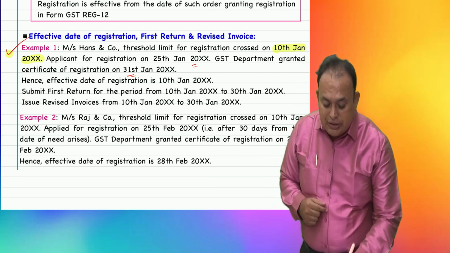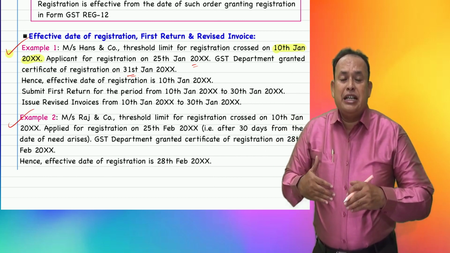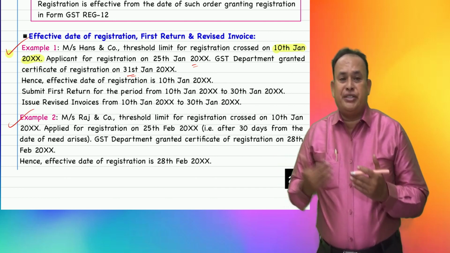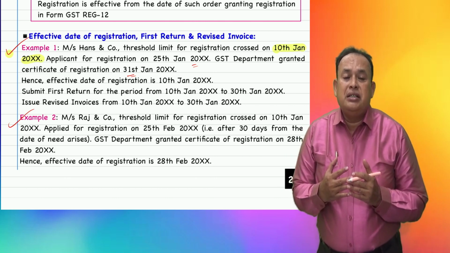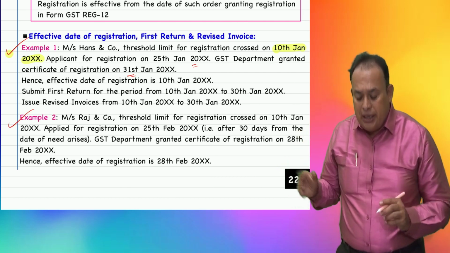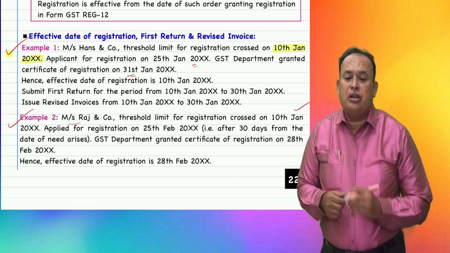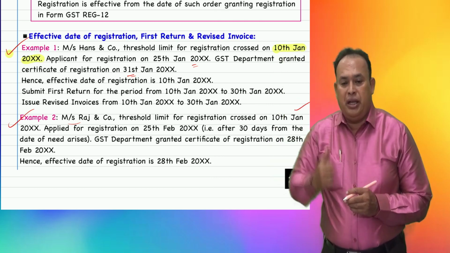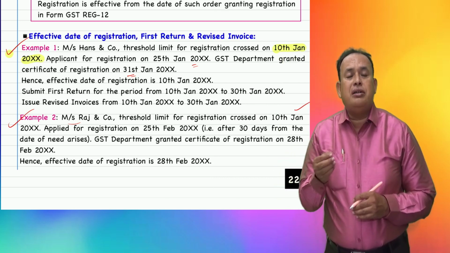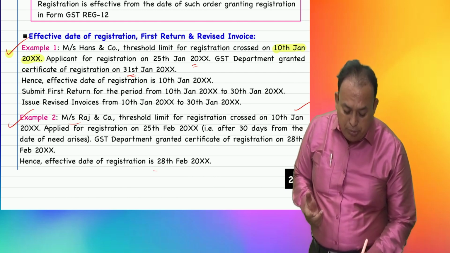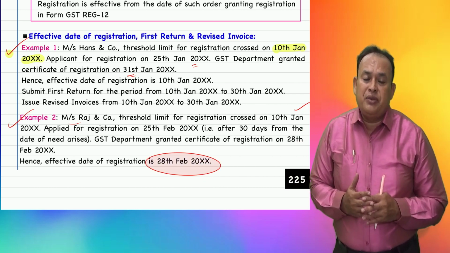Further, sir, Example 2. What happens if I apply for registration after the expiry of 30 days from the date the need arises? In that case, the date on which the certificate of registration is granted to me is the effective date of registration. How to understand? Look here. Mrs. Raj and Company crossed the threshold limit for registration on 10th January. They applied for registration on 25th February, after 30 days from the date the need arose. The department granted the certificate of registration on 28th February. The effective date of registration is 28th February, because you have not applied within 30 days from the date the need arose.